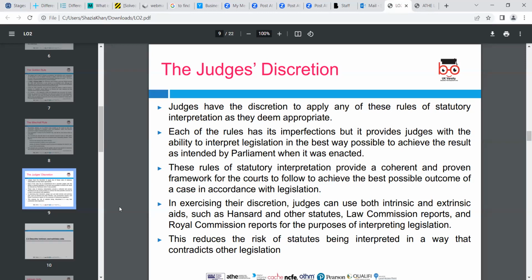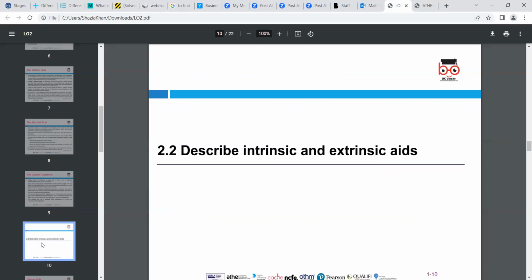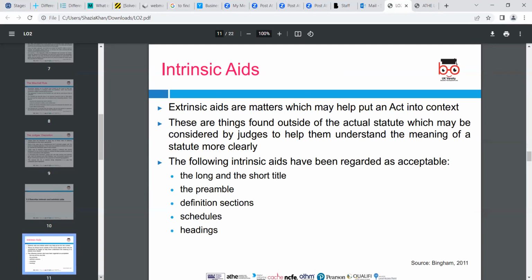So now we're going to go on to looking at 2.2, describing intrinsic and extrinsic aids. Extrinsic aids are matters which may put an act into context. They are things found outside the actual statute which may be considered by judges to help them understand the meaning of a statute more clearly.